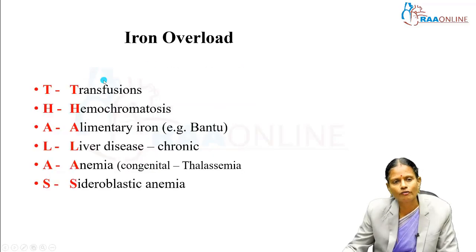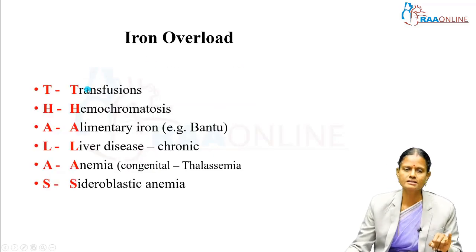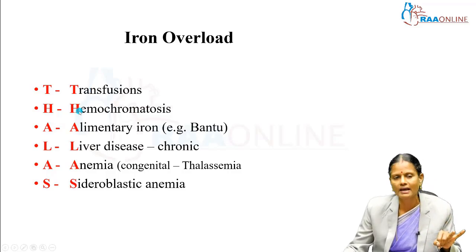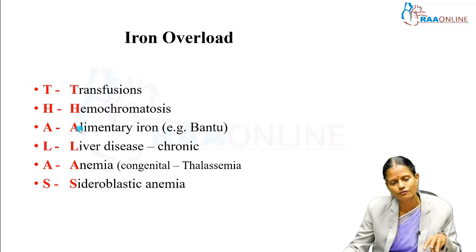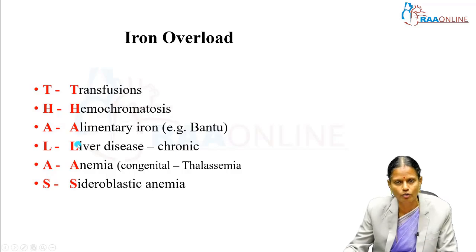By clue, iron overload can be from repeated blood transfusions, or hemochromatosis, which is hereditary, alimentary iron, liver disease like L, A for anemia like thalassemia, and S for other anemia, sideroblastic anemia. That is the clue or mnemonic for this.